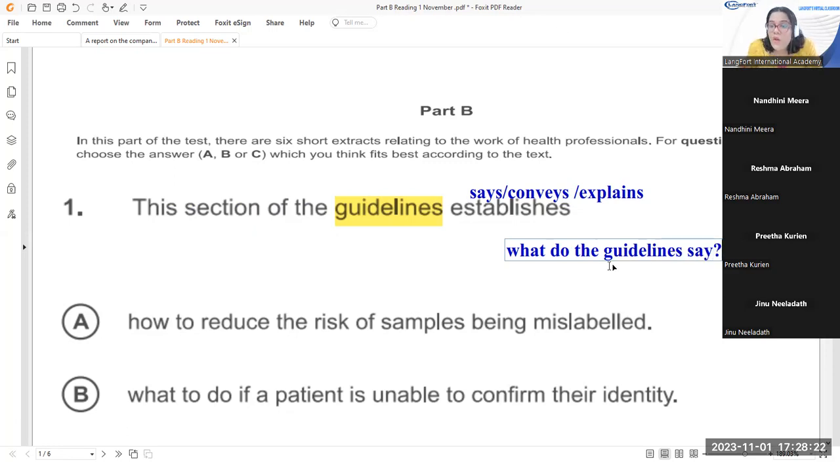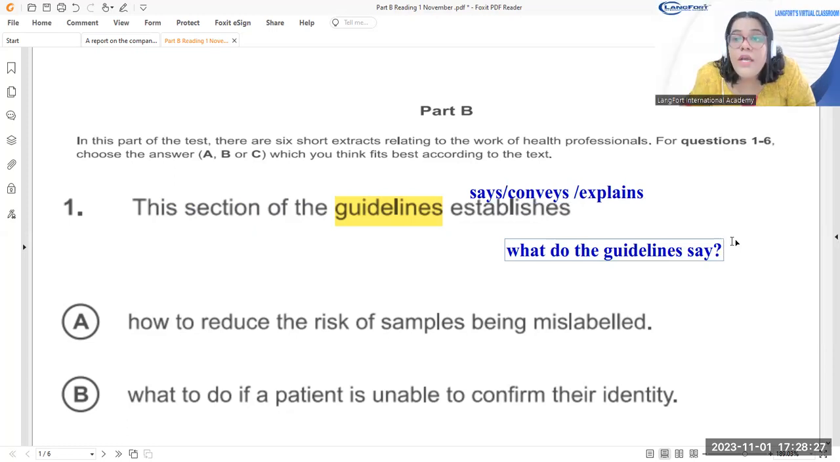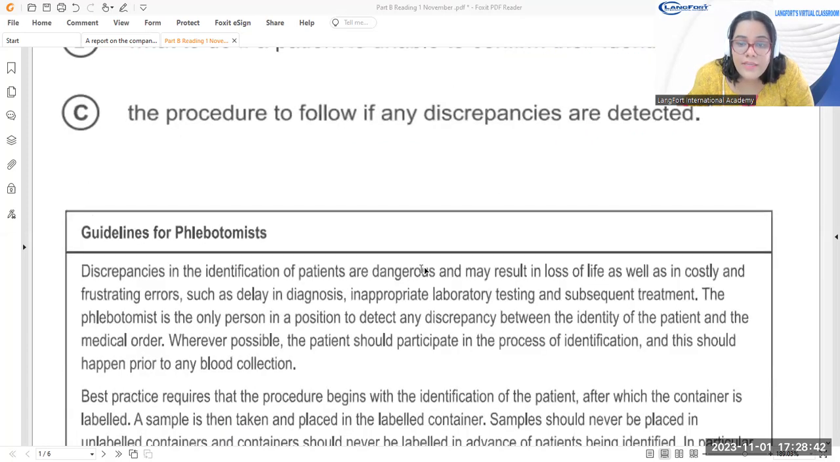What do the guidelines say? All of you go through it. Remember to find out as many meanings as you can about the verb establish. We know we are going to read a section of the guidelines, and we need to find out what the guidelines say. Let's take 55 seconds.